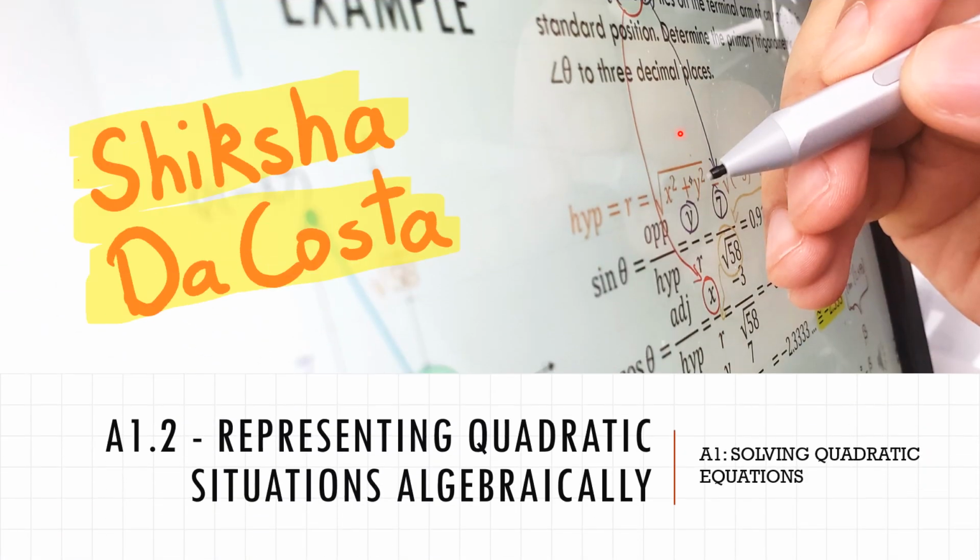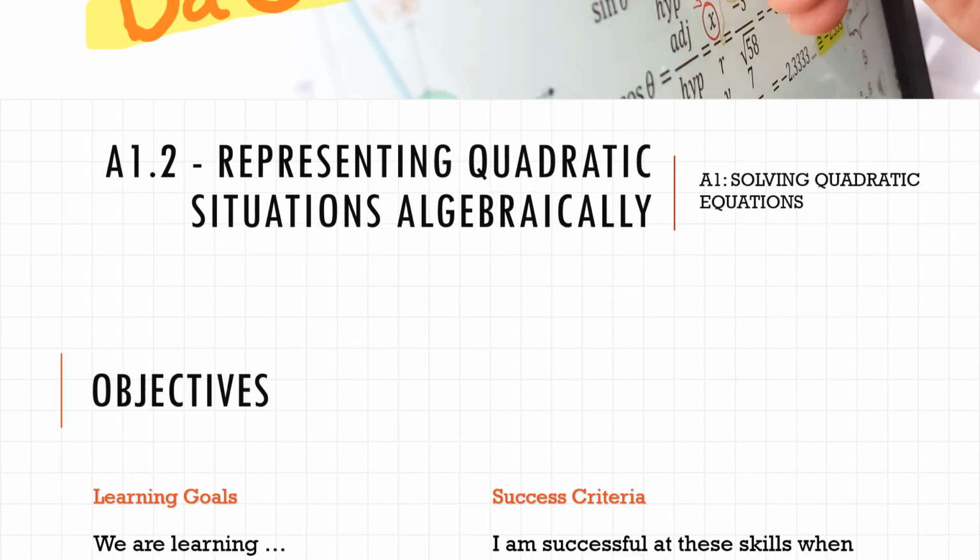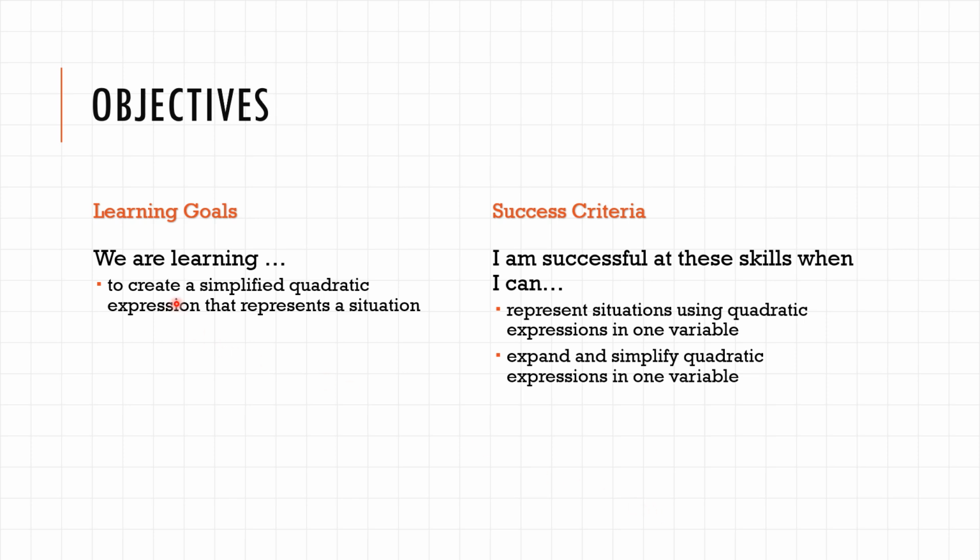Today we're going to learn how to represent a quadratic situation using algebra. As part of this, we're going to create a simplified quadratic expression, and that word simplified is pretty key, that represents a situation that's in front of us. So you're successful if you can take a situation that has a quadratic relationship in it and represent it using an algebraic quadratic expression, as long as it has one variable. And if that expression is not the simplest possible one, you're also going to be able to expand and simplify it by the end of this.